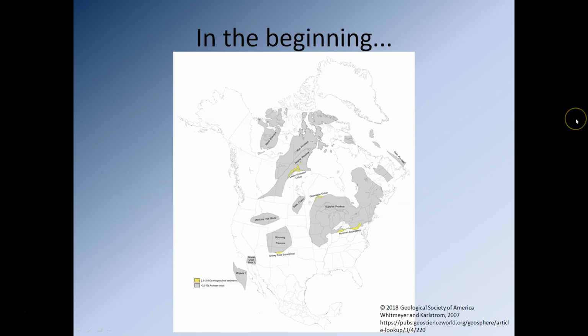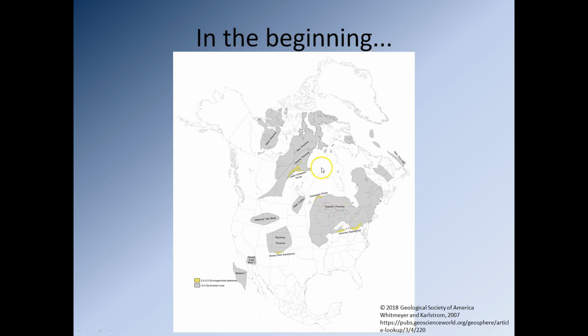Okay, so this is our starting point. At the moment we don't actually have Laurentia. What we have are several provinces. These provinces are essentially small pieces of continental crust. They are Archean in age, so they're older than 2.5 billion years. And as you can see, they are all separated from one another.